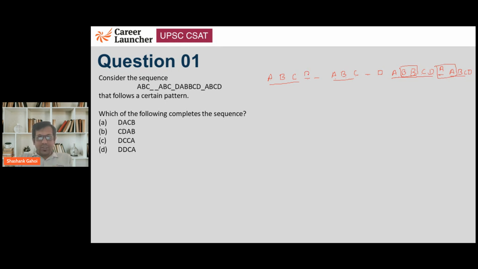So basically it should start as A, B, C, D, D, A, B, C, C, D. D is coming twice in the first pattern, C is coming twice in the second pattern, B is coming twice in the third pattern, and A is coming twice in the fourth pattern. So it is A, B, C, D plus one additional alphabet, starting with D, then C, then B, then A. So at first place I'm going to plug in D, then again D, then C, then A. So D, D, C, A should be my answer, and that is going to be my option A.